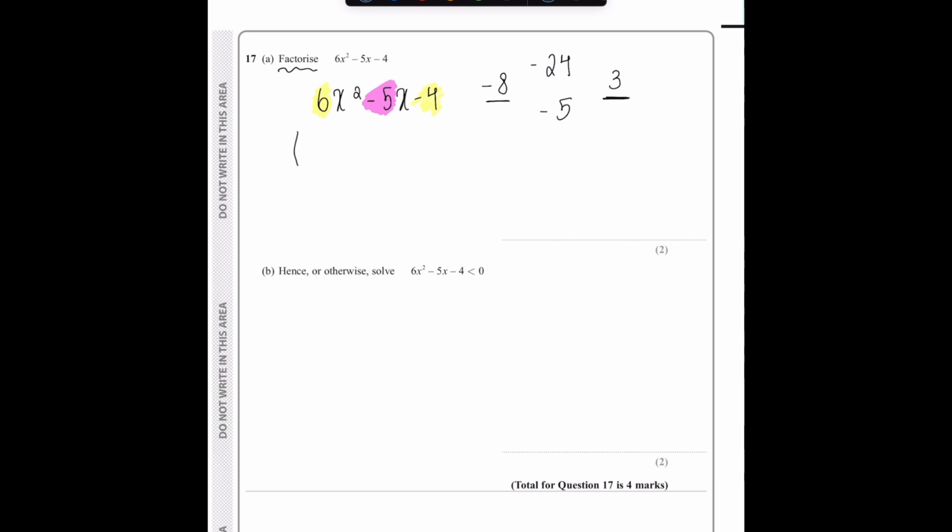So then, in our brackets, we write 6x squared minus 8, or 6x to be more specific. Then we also write 6x plus 3, and we simplify it down. So then we have 3x take away 4, 2x plus 1. And that would be the factorized version of the quadratic, and now all we need to do is write it on the dotted line.